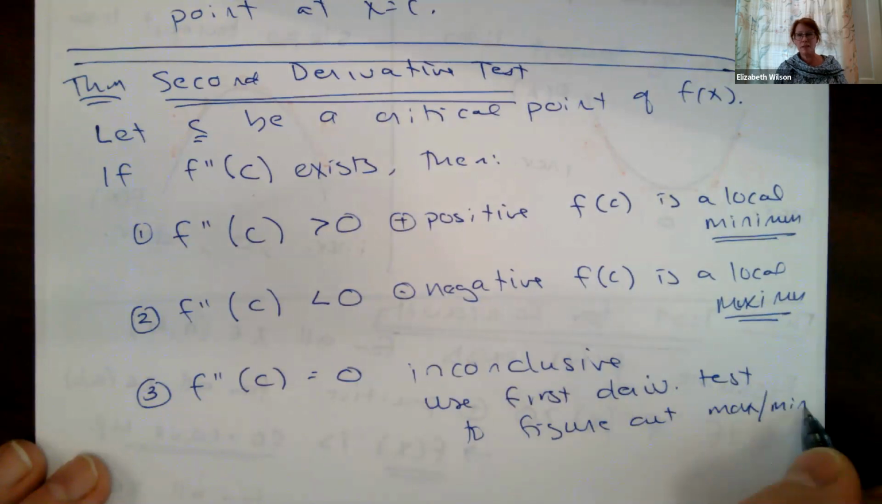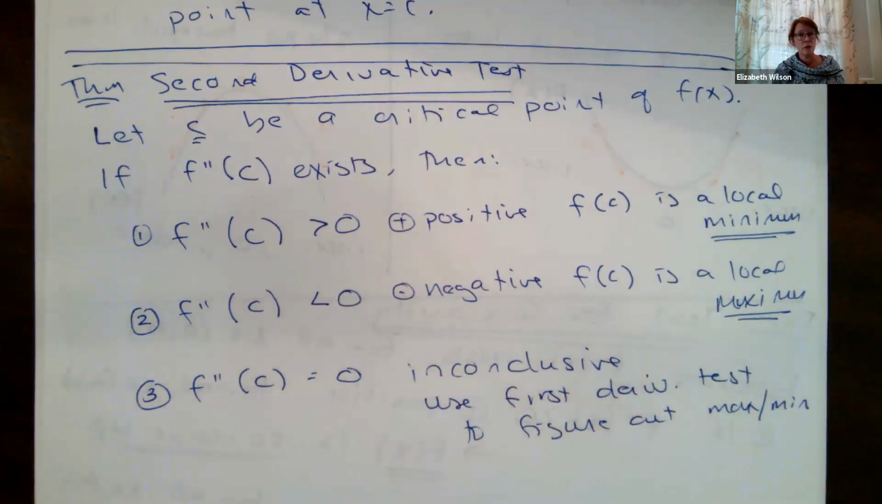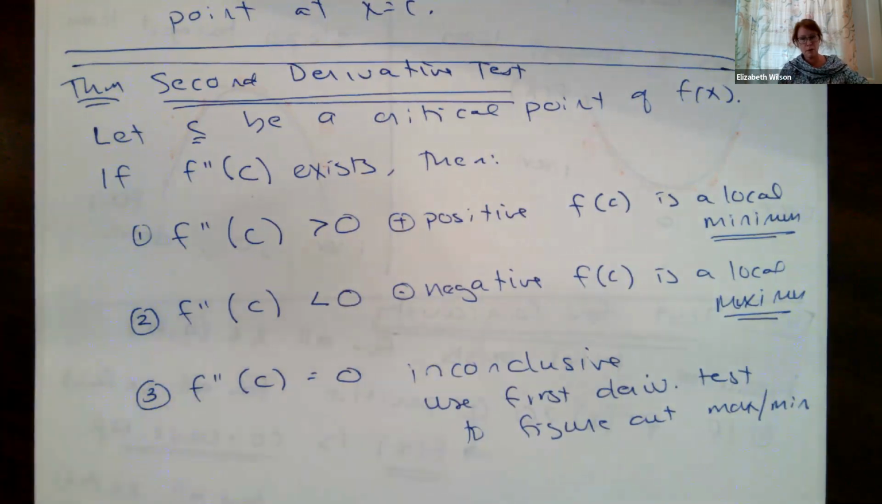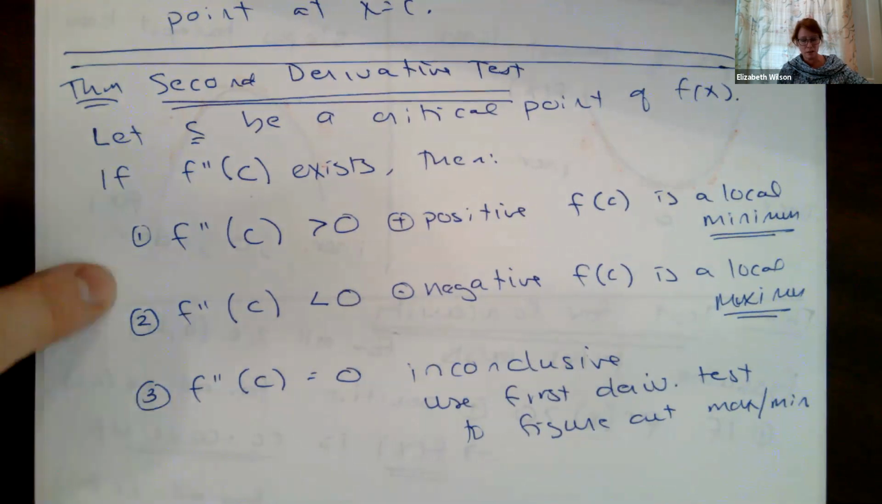That's the example we don't have time for today that I'll start class off with next time. We'll have some where it's positive, negative, and where it's actually equal to 0, and then we have to go back and use the first derivative test on that one, even though I was able to use the second derivative test on this critical point here.